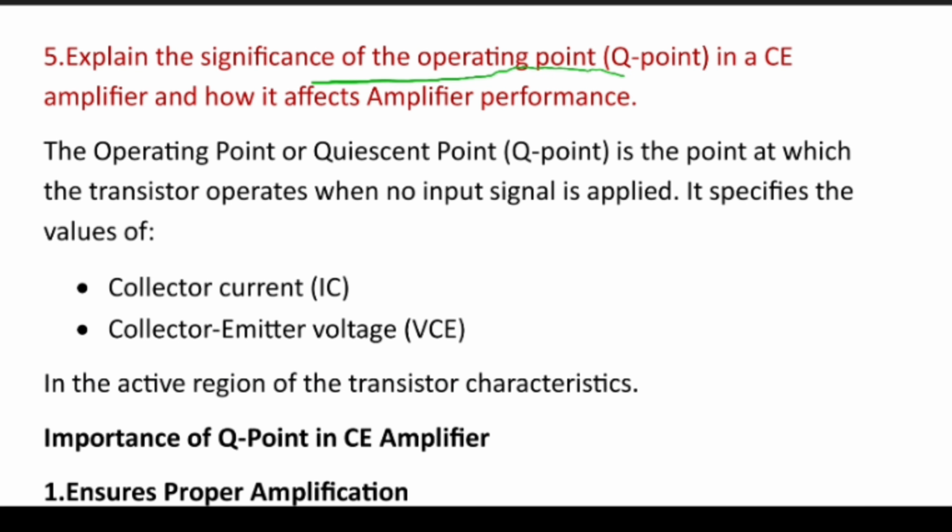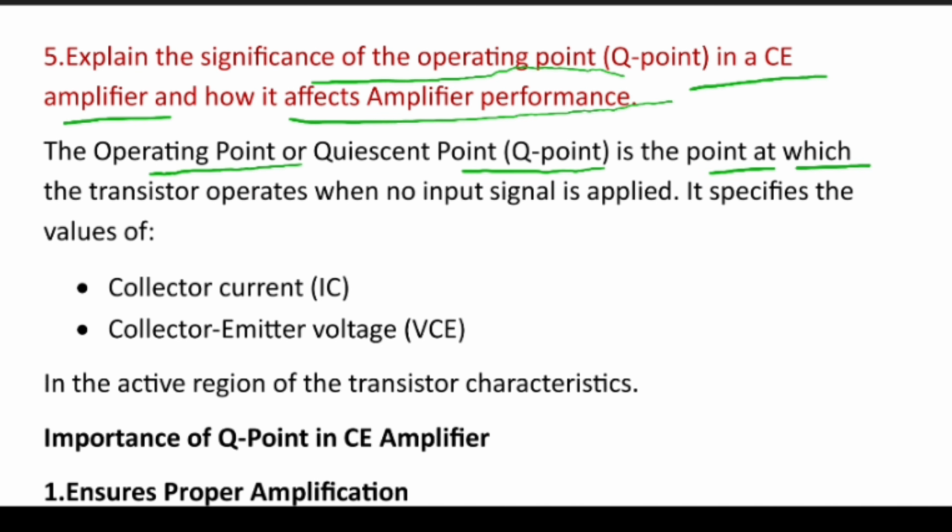Explain the significance of the operating point or Q point in a CE (common emitter) amplifier, and how it affects the amplifier performance. Before going to that, what do we mean by operating point? The Q point, or set point, is the point at which the transistor operates when no input signal is applied.